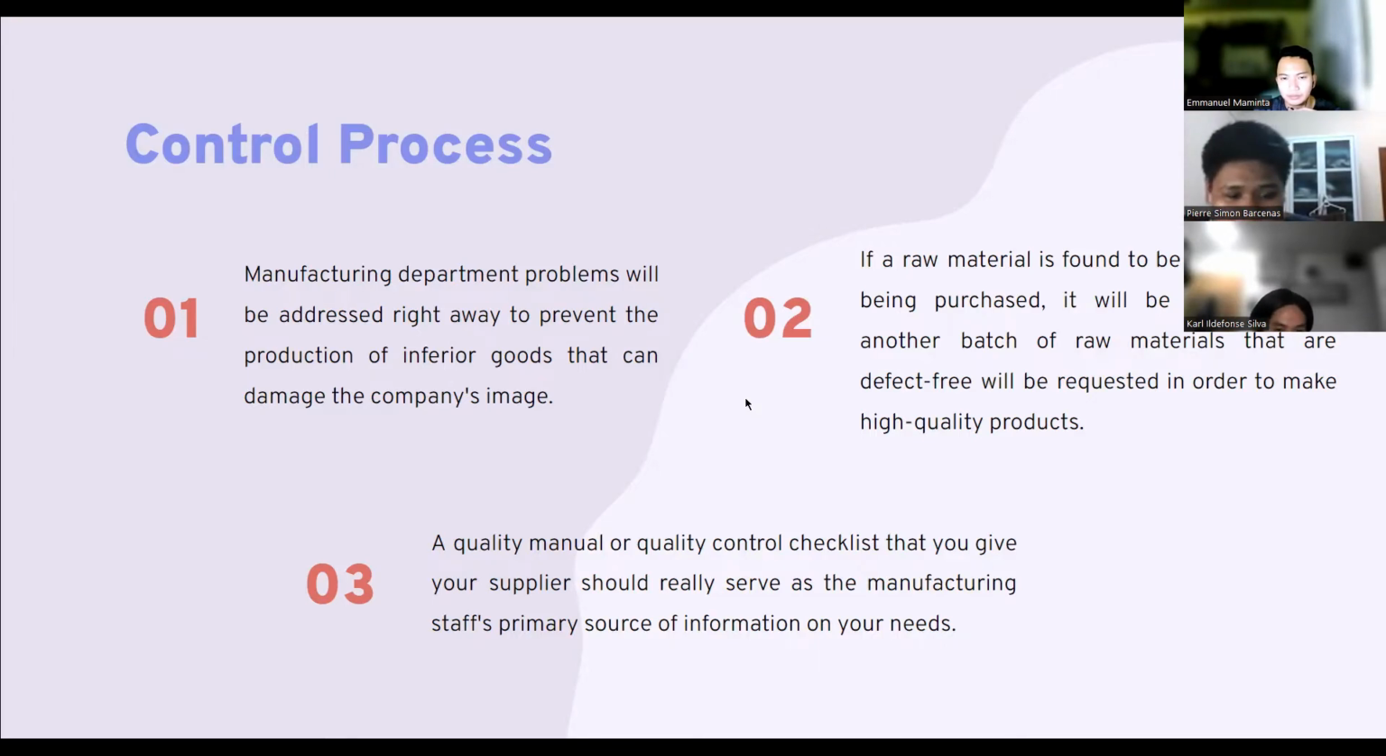And for number three, you should communicate with your supplier. A quality manual or a quality control checklist that you give your supplier should really serve as the manufacturing staff's primary source of information on your needs.